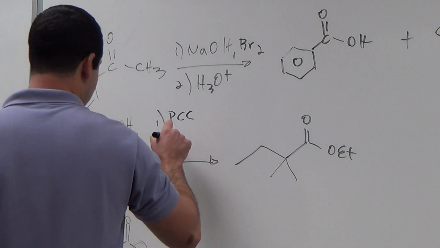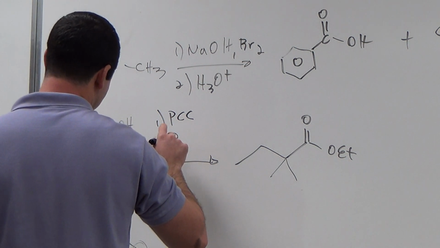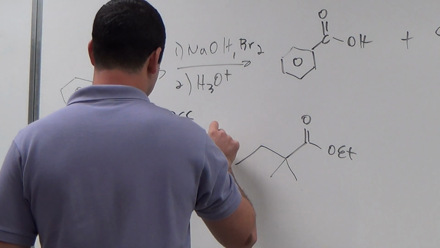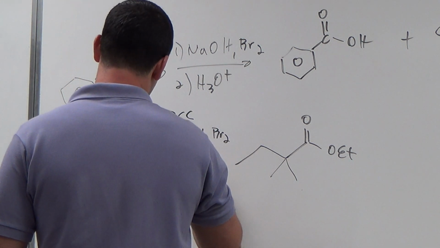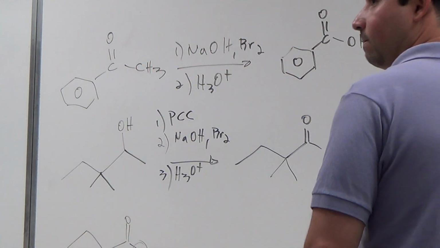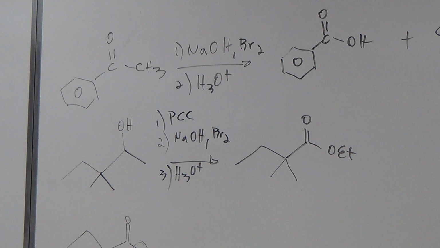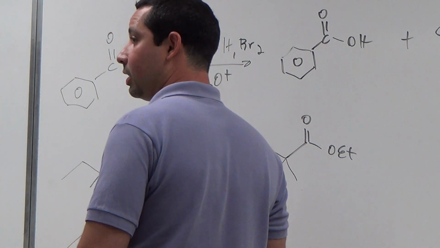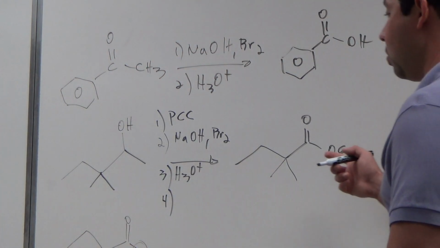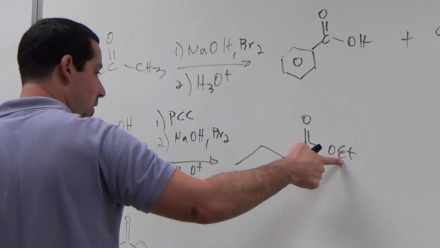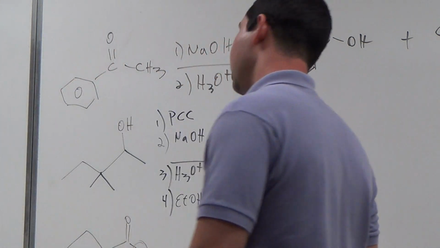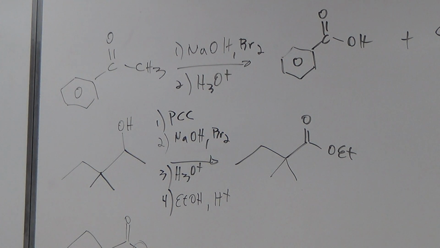I am going to add sodium hydroxide, Br2, and in the third step, H3O plus, a proton source. Then in the fourth step, I have a carboxylic acid, and now I need to lose that OH and put that there, so that happens to be ethyl. So ethanol, ETOH, and you need an H plus. You got that?